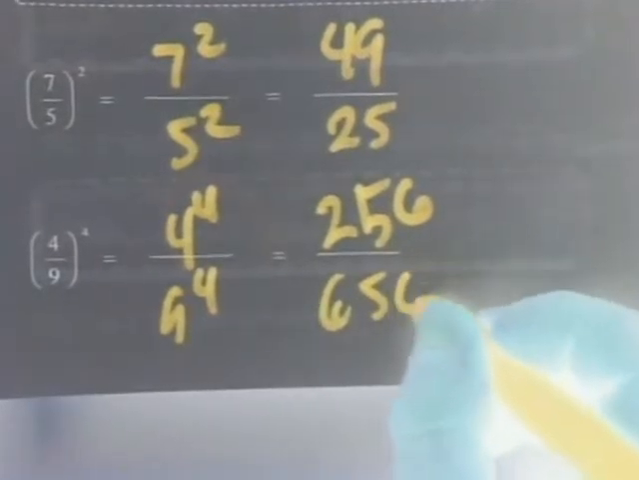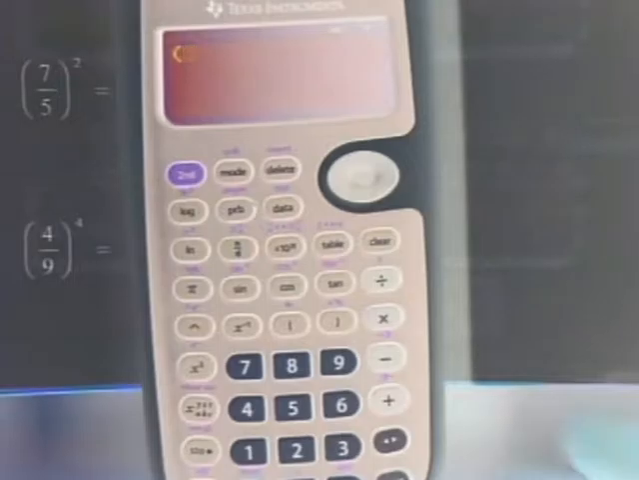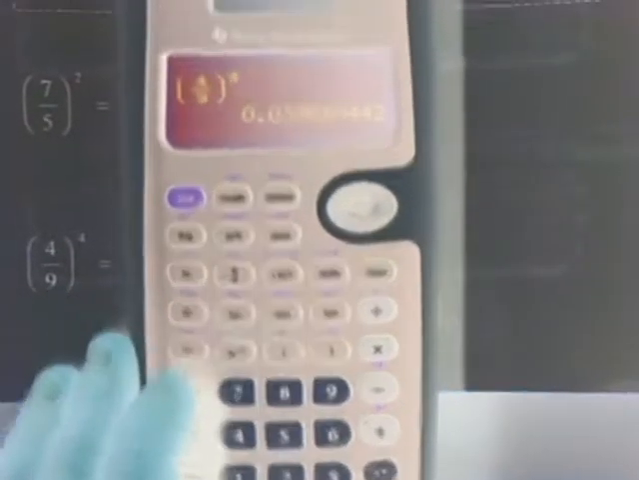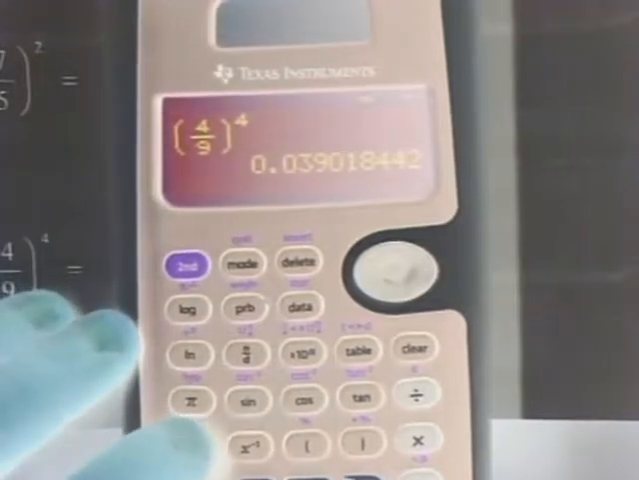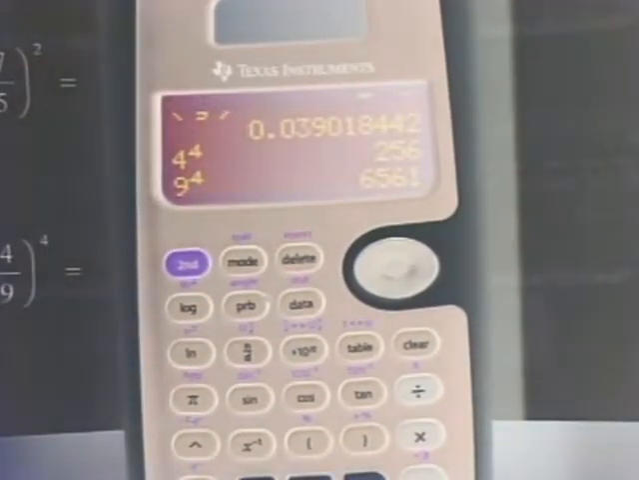6,561. So this one, I think you definitely would have had to do it top and bottom separate, because if you went 4 ninths to the 4th, it turns out to this right here. So 4 ninths to the 4th, you just should do 4 to the 4th and 9 to the 4th. 4 to the 4th over 9 to the 4th, like that. So 256 over 6561.